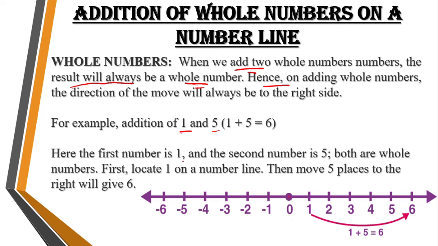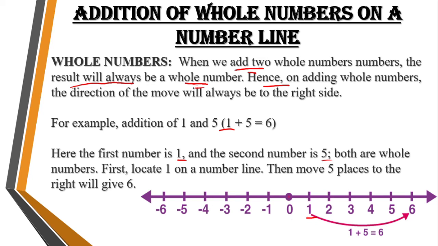1 is a whole number, right? 5 is also a whole number, and the answer, which is 6, is also a whole number, right? Now, while adding numbers on a number line, we should check the first number. The first number is 1. Any number can be there in the first number's position, we should see that number first. So, here the first number is 1. So we should locate 1 because the first number is 1, right?